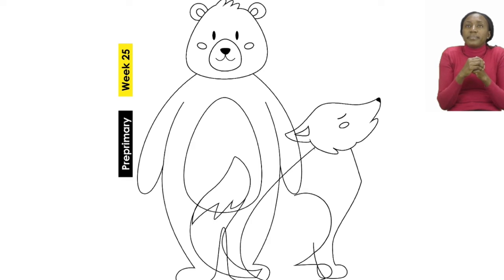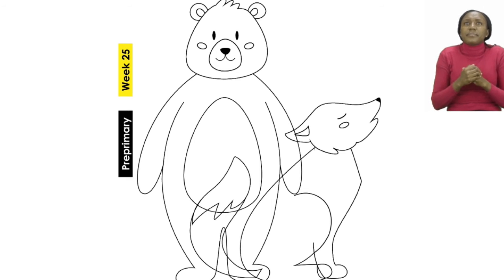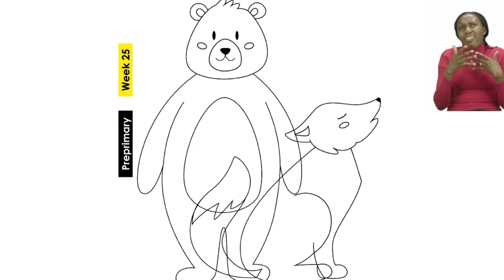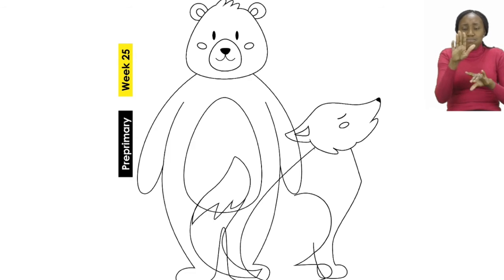Now you have to look very carefully to see where the lines of the fox go and where the lines of the bear go. And now that you have decided which animal you want to color, you can go ahead, choose any color of your choice and color only one animal.